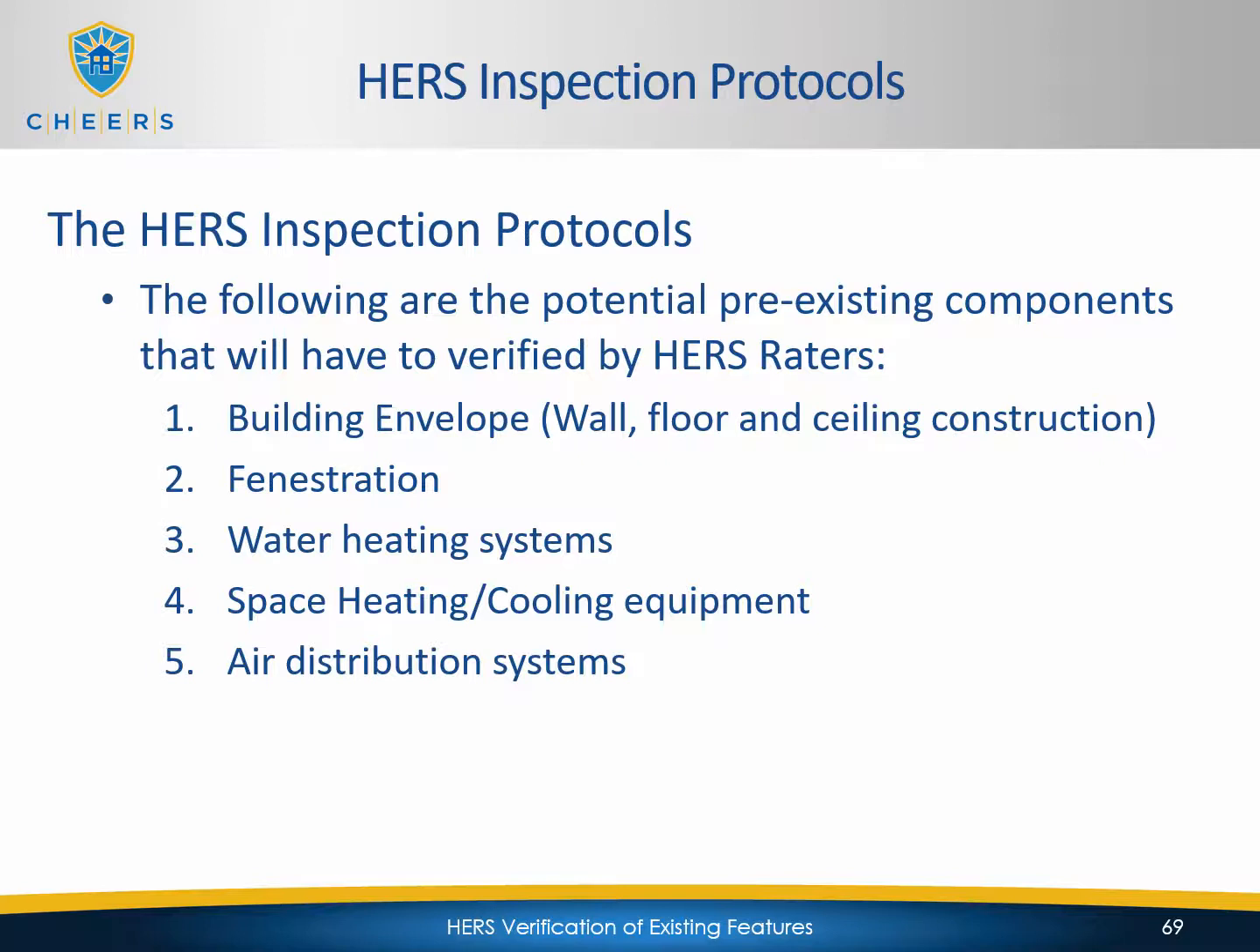The following are the potential pre-existing components that will have to be verified by the HERS raters for the purpose of these inspections. You have the building envelope, that includes walls, floors, and ceiling construction, fenestration, water heating systems, space heating and cooling equipment, and air distribution systems.